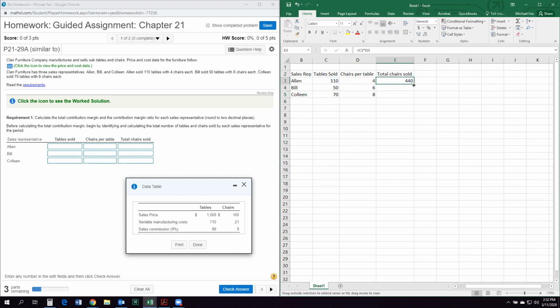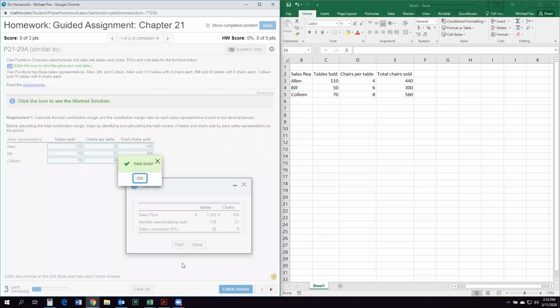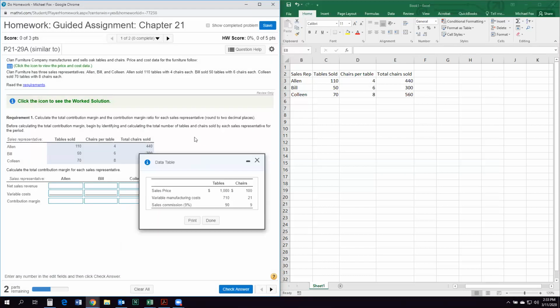And then I can just fill that down. So now I know all of that info. So then I just enter it into my Pearson account. Alan sold 110 tables, 4 chairs per table, and 440 total chairs. Bill sold 50 tables, 6 chairs per table, so 300 total chairs. And Colleen, 70 tables, 8 chairs per table, so 560 total chairs. So that wasn't too bad.